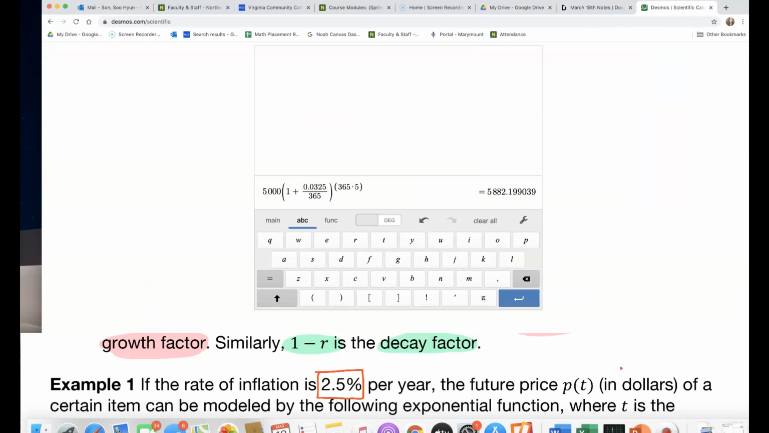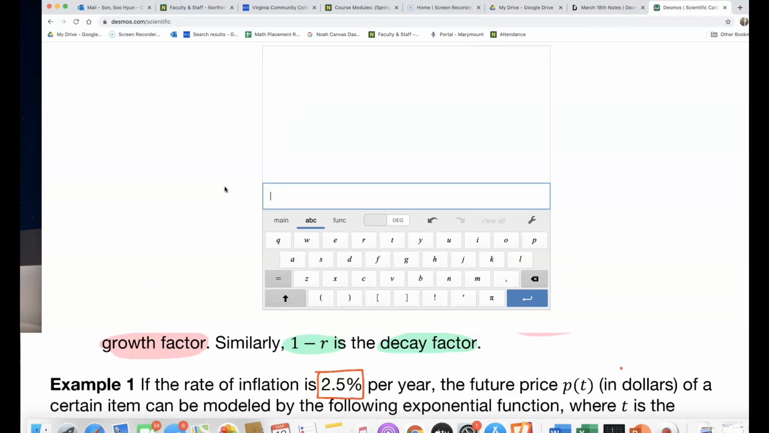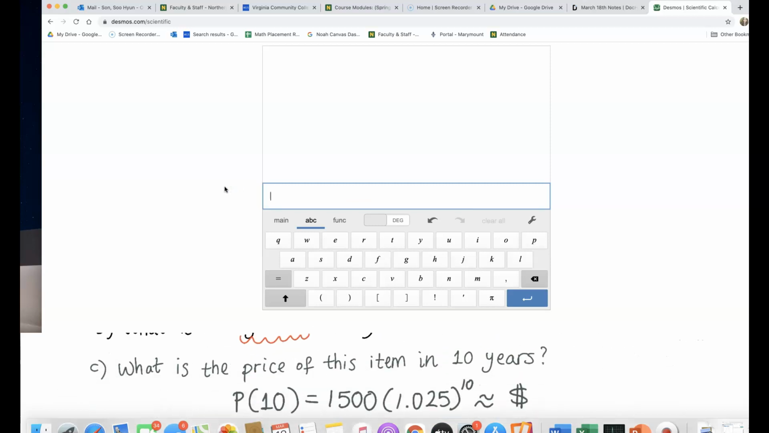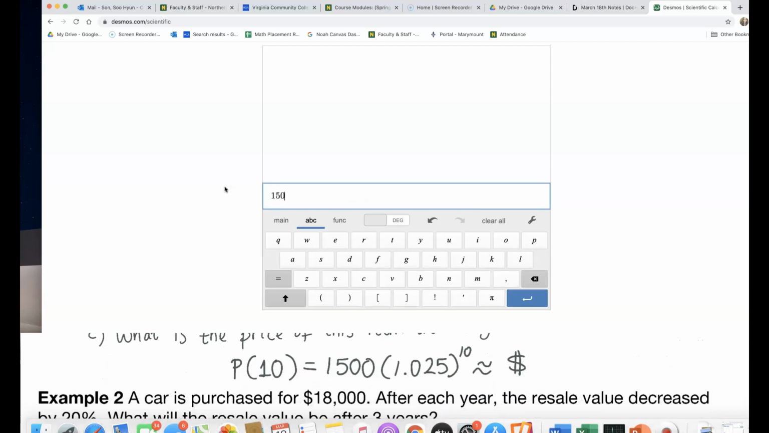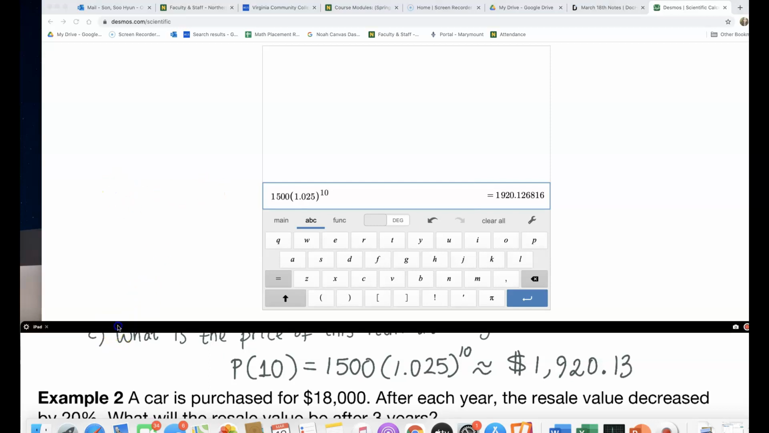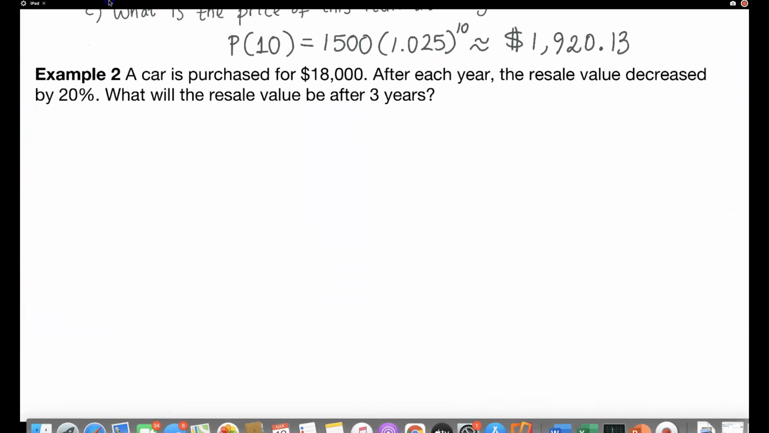Okay, I'm on the scientific calculator, and I'll go ahead and type in, hold on, let me show you what I'm typing in, okay? 1,500 times 1.025 raised to the 10th power. Oh, in 10 years, this item will be $1,920.13. Yep, that's how you can just use the equation given to tell some important parts.